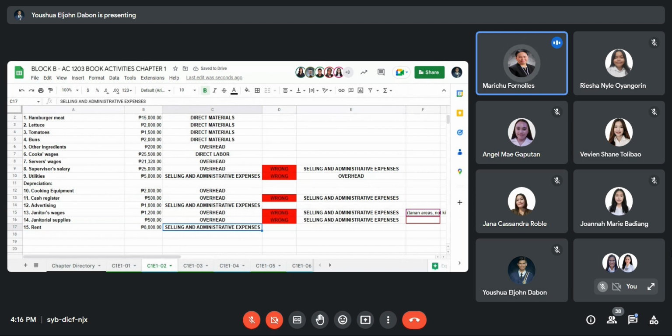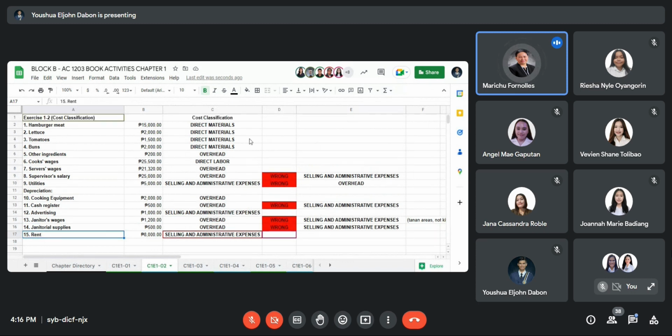Number 15, rent. Payment for renting the building of the burger house. Charge it to selling and admin expenses. Do you get it?